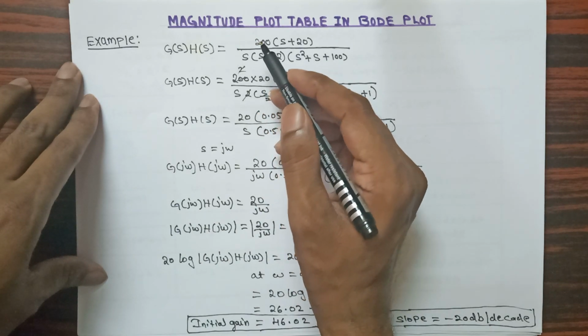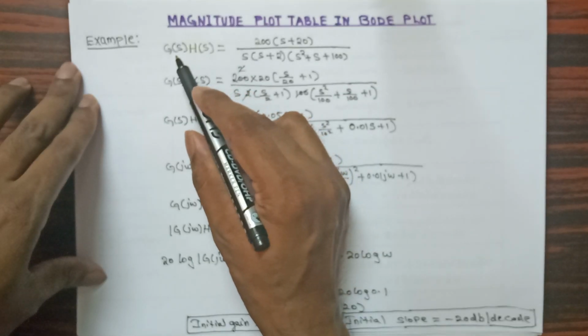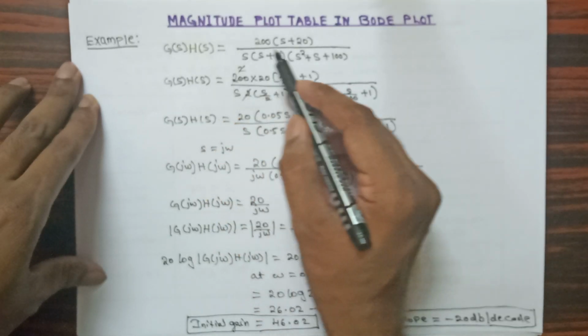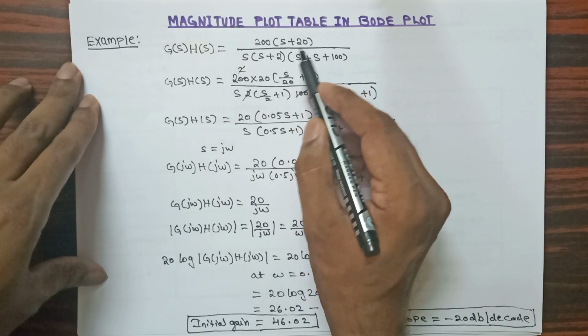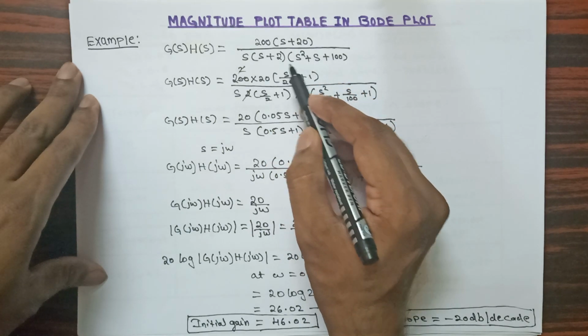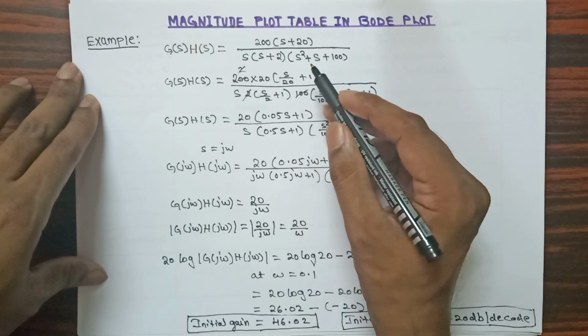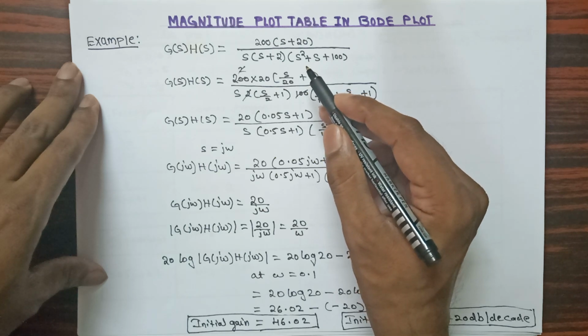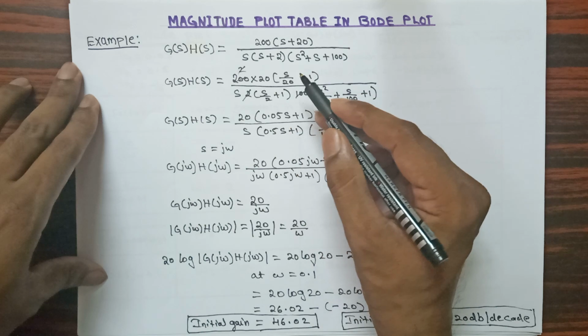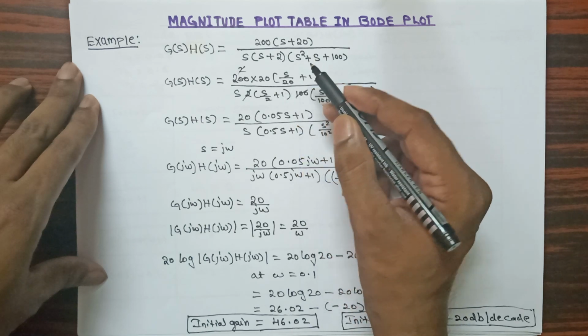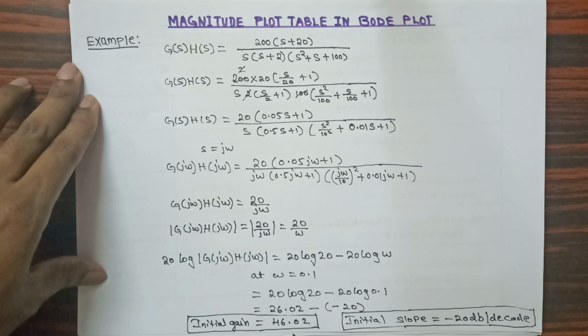Today we are going to sketch the Bode plot for an open loop transfer function G(s)H(s) = 200(s + 20) / [s(s + 2)(s² + s + 100)]. As we know, to sketch the Bode plot, first we need to find the initial gain. In the previous video for this example, I have shown how to calculate the initial gain. For this example we got the initial gain 46.02 dB, and the initial slope we got is minus 20 dB per decade.